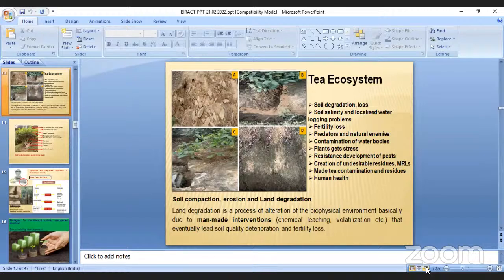Okay. So there is the creation of undesirable residues and maximum residue limits, as a result of which, whenever our tea is sold, we regularly get news that foreign countries have sometimes rejected our tea products. No? This is one of the important problems, the MRL, tea contamination and residue problems. Ultimately these are due to the application of chemicals, which are nothing but man-made interventions. Thus they cause abrupt effects that deteriorate soil quality, cause fertility loss, and ultimately affect plant productivity and the quality of the finished products.